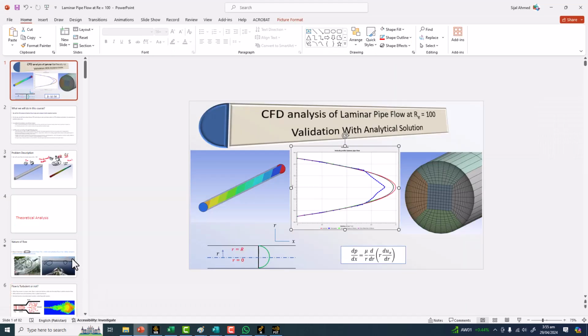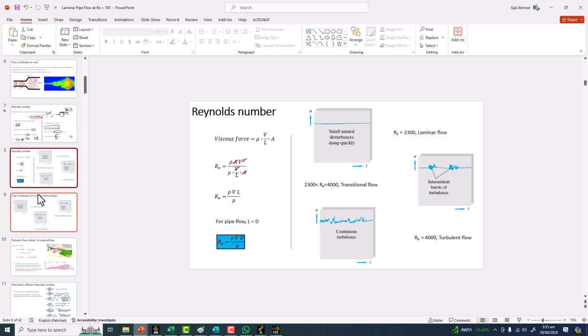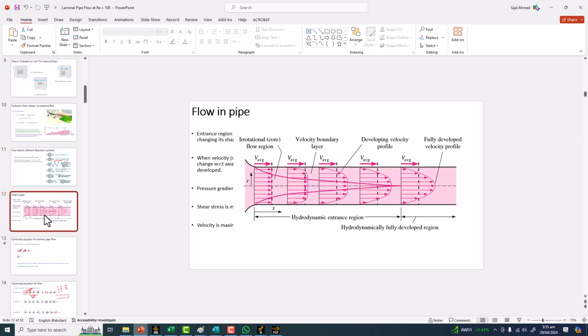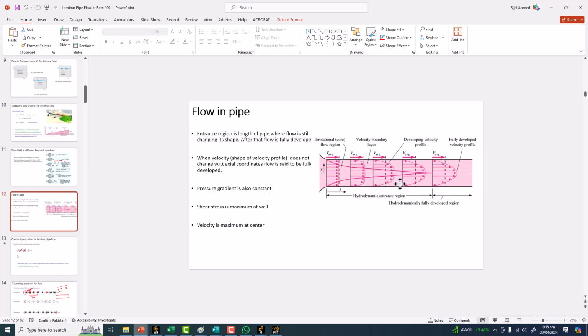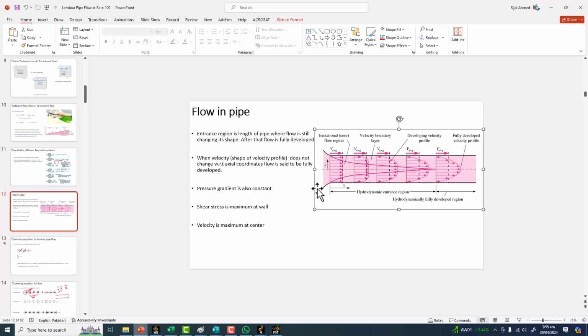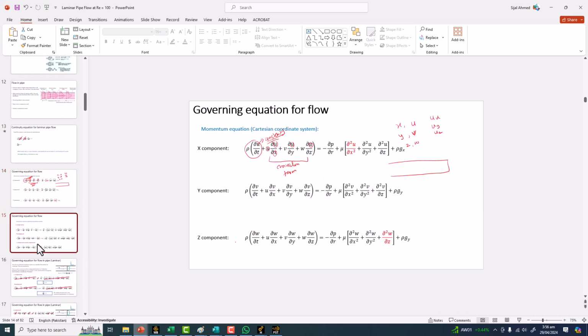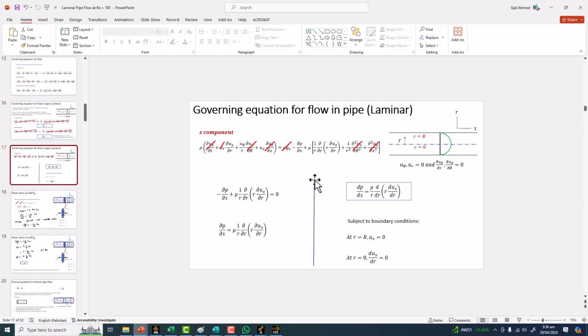And what we did here is that we have gone through the theoretical concepts, including Reynolds number, the derivation of Reynolds number, different flow regimes, then the flow in the pipe we discussed in great detail. So here all the data is given, all the background is given, and we have derived the equations, and then we have come up with the equation that is used for the pipe flow, after derivation.